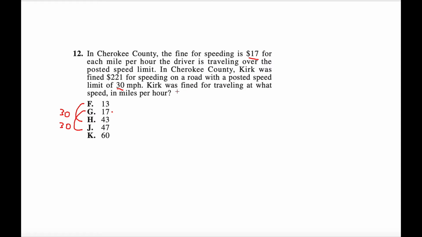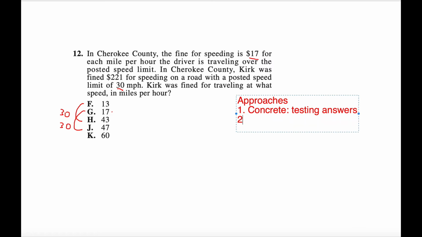That being said, one thing that does stand out to me is that the way it's worded and the way the answers are presented, this would be a relatively easy question to just test out the answers for, because they're asking us for how quickly he's traveling, and they're giving us 5 different options. So those are easy to check out and plug back into the question. There's also a formal way of doing this, so we'll do that as well. I'm just going to write out the different approaches that we'll look at. One is concrete, testing answers, and the second one is the more formal math way.